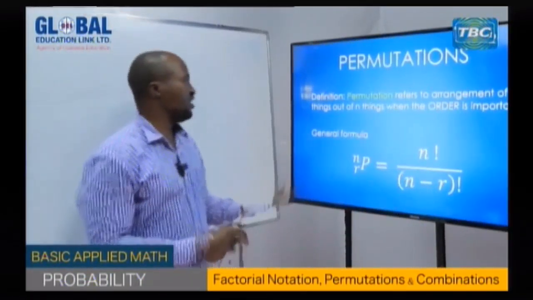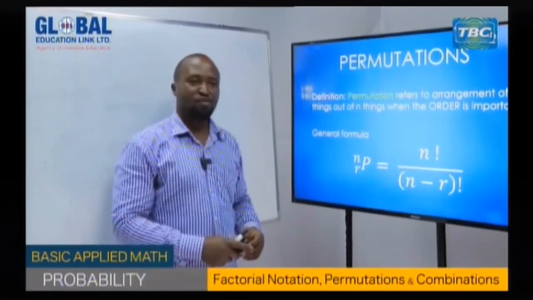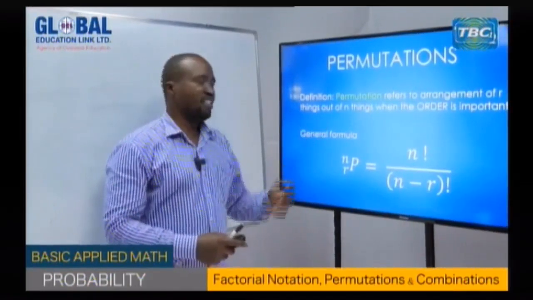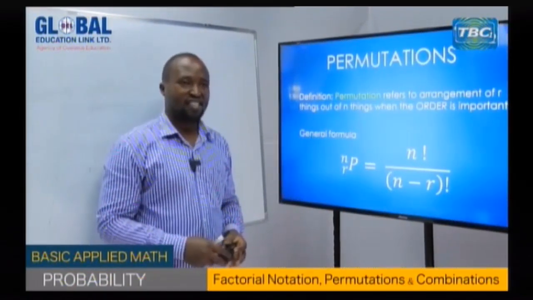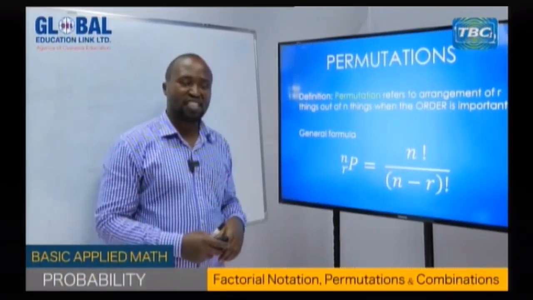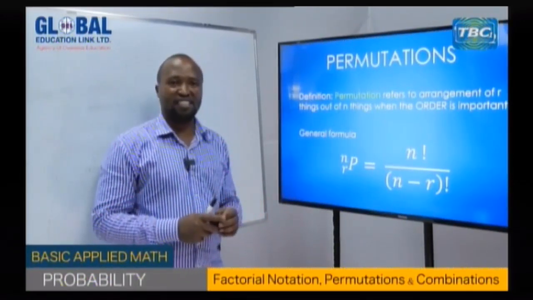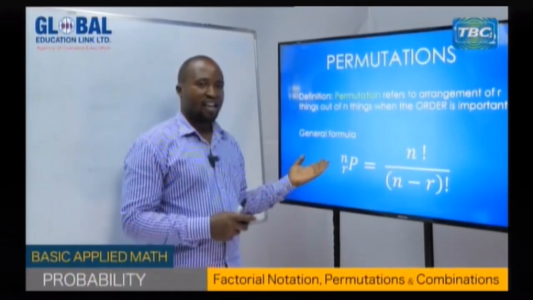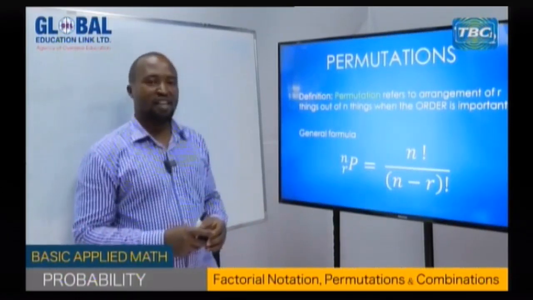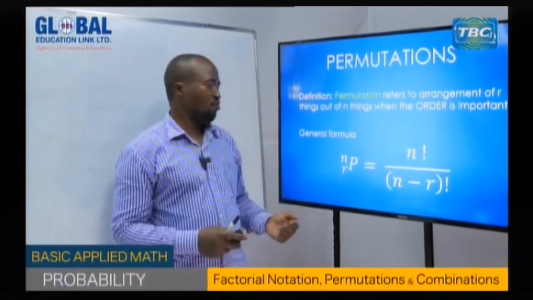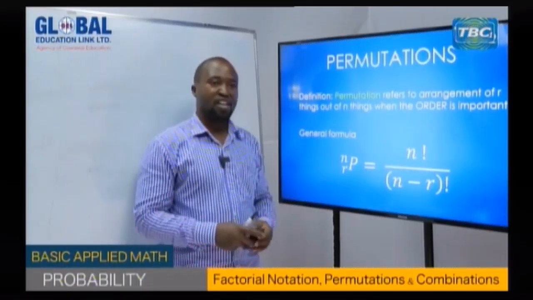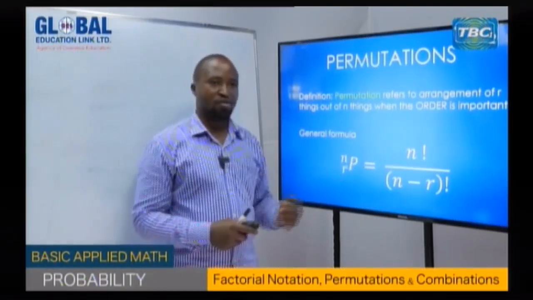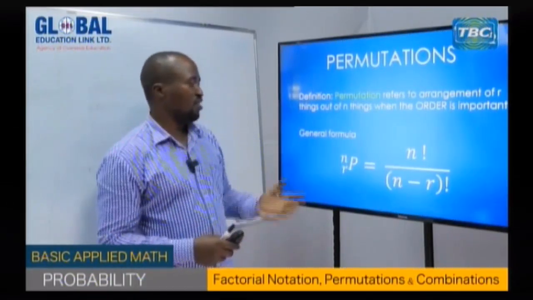My dear student, by definition, permutation refers to arrangement of objects out of any things when order is important. That means when we are talking about permutation, the order is very important. And its general formula, nPr, is given by n factorial over n minus r factorial. Remember, we've already discussed factorial notation. So when I write factorial, I think most of you are familiar with factorial.